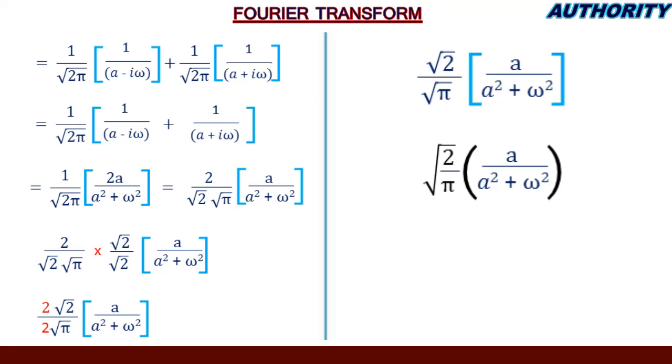All right? So therefore, the Fourier transform of the function f of x equal to e raised to the power of minus a, the absolute value of x, is giving us the square root of 2 all over pi, open bracket, a all over a squared plus omega squared. Yes, this is the Fourier transform that we are asked to perform.